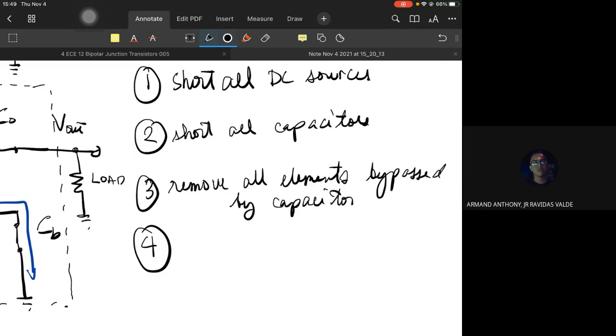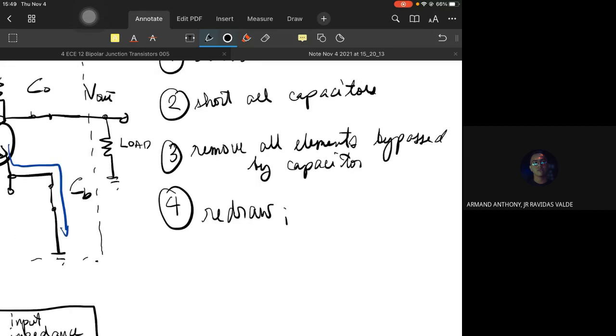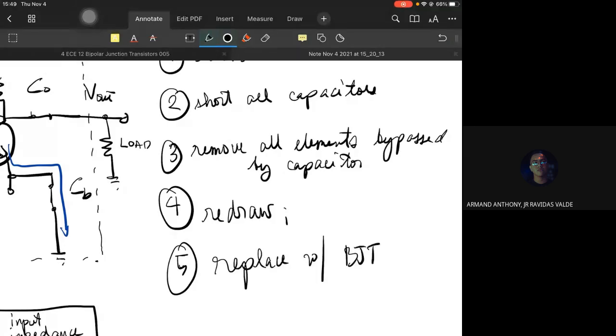And last but not the least, withdraw circuit. Then replace with model. Actually, ang last part ang tricky. Hindi lang pag-withdraw, ang pag-replace. Ay, fifth na lang ito. Fifth na lang nga step. Replace with BJT model.